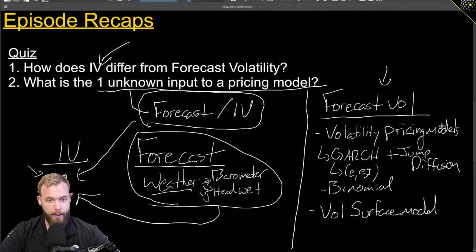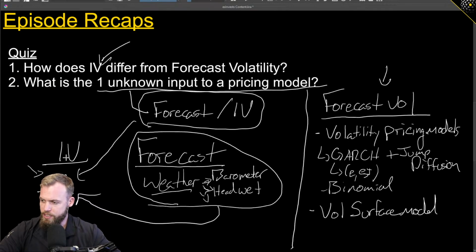So to recap that whole thing, forecast vol is actually doing the work of figuring out what the volatility of an option should be. Implied volatility is when we extract the market price of vol from an option. That's the difference.